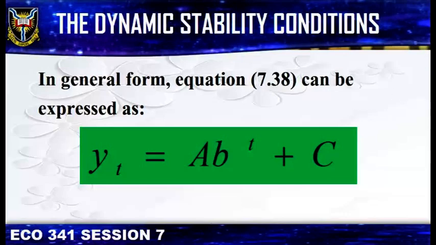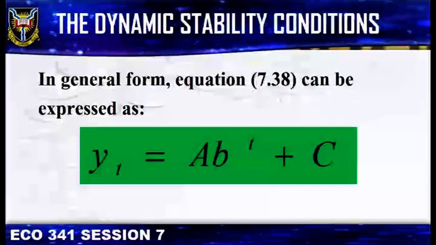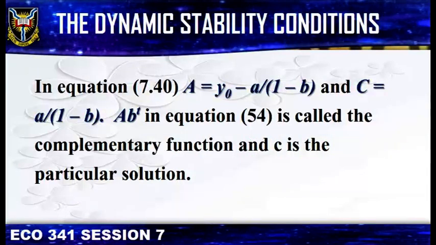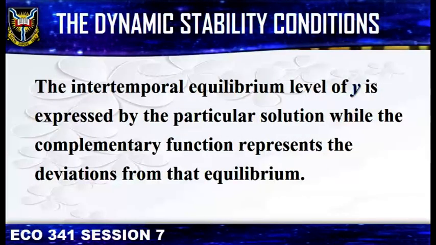The dynamic stability conditions. In general form, equation 7.38 can be expressed as yt is equal to ab raised to power t plus c. In equation 7.40, a is equal to y0 minus a over 1 minus b and c is equal to a over 1 minus b. ab raised to power t is called the complementary function and c is the particular solution. The intertemporal equilibrium level of y is expressed by the particular solution, while the complementary function represents the deviations from that equilibrium.